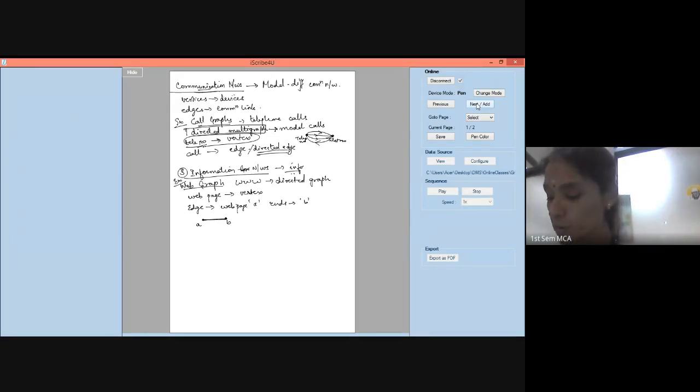One more example of an information network is citation graphs. What is a citation? Anyone? Can anybody tell me what is a citation?